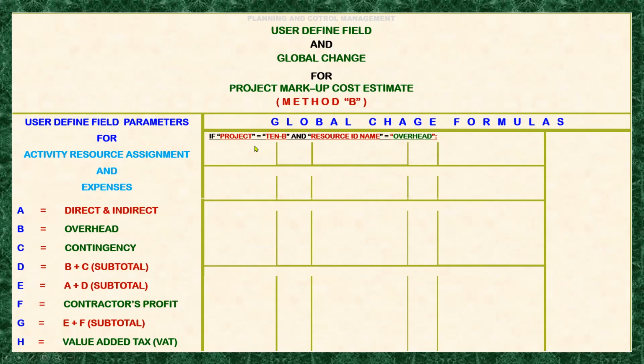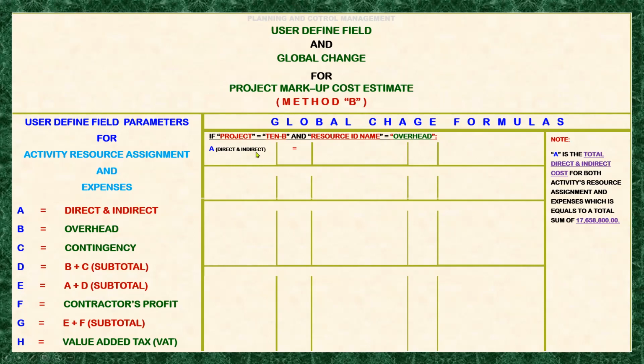Okay, so let's proceed. Now we have here our A, which is the direct and indirect cost. A here is the total direct and indirect cost for activity, resource assignment, and expenses, which is equal to a total of 17,658,800 currency.